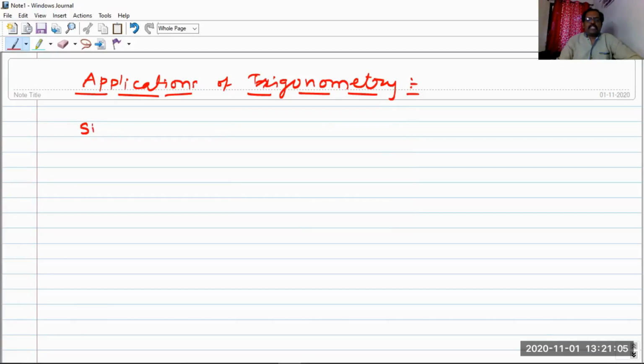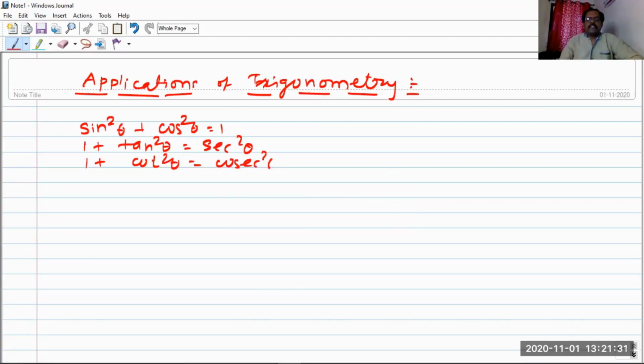In those identities basically we have the first three identities. They are sin square theta plus cos square theta equal to 1. The second one is 1 plus tan square theta equal to sec square theta. And thirdly, identity number 3 was 1 plus cot square theta equal to cosec square theta, right? Using these identities we have solved many examples. So this is the basic part of trigonometry that we have seen in the previous standards.